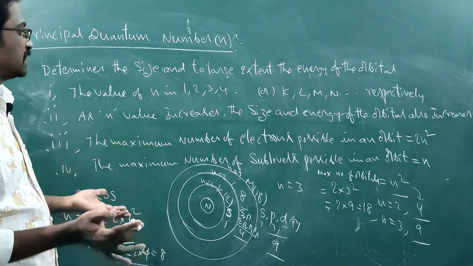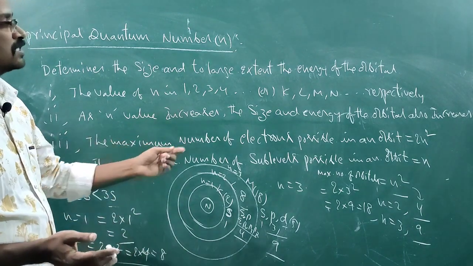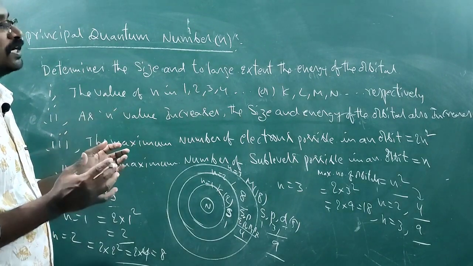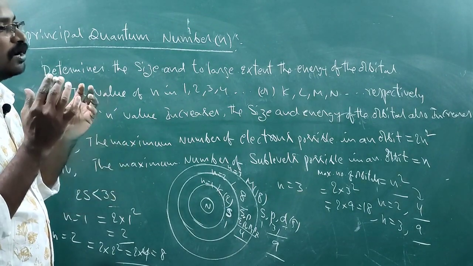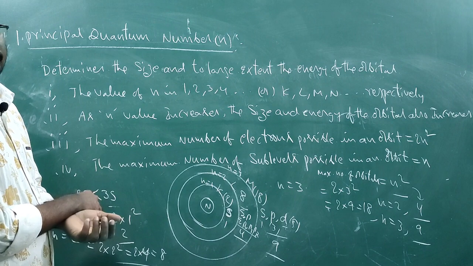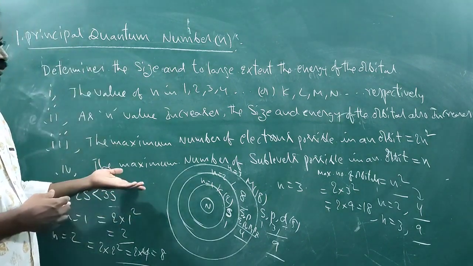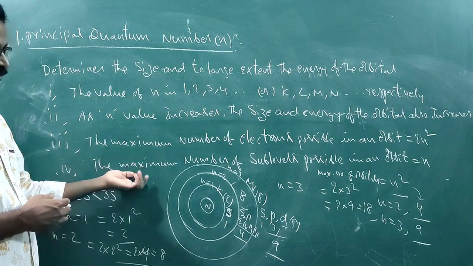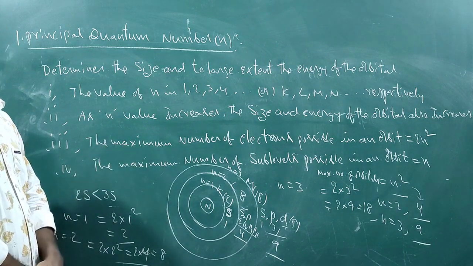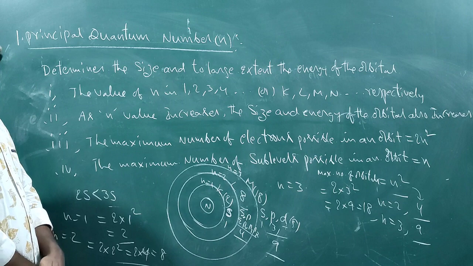As the n value increases, the size and energy of the orbital also increase. You can understand the concept in this way.